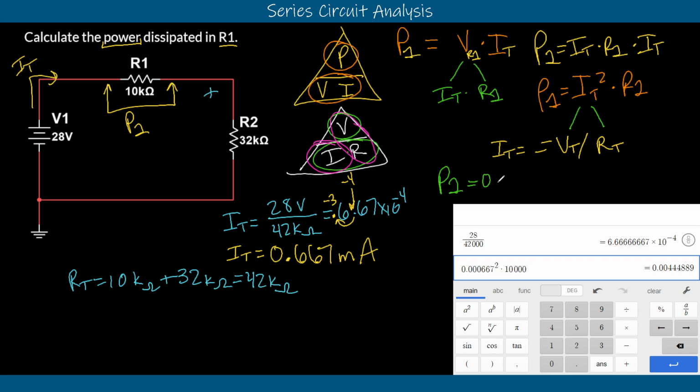We'll say it's 0.00445 watts. Okay. And we can move that decimal point over. We can go 1, 2, 3 forward, and that would give us 4.45. That's the negative 3 spot here. So we can give it milliwatts. That is the power dissipated through the R1 resistor.